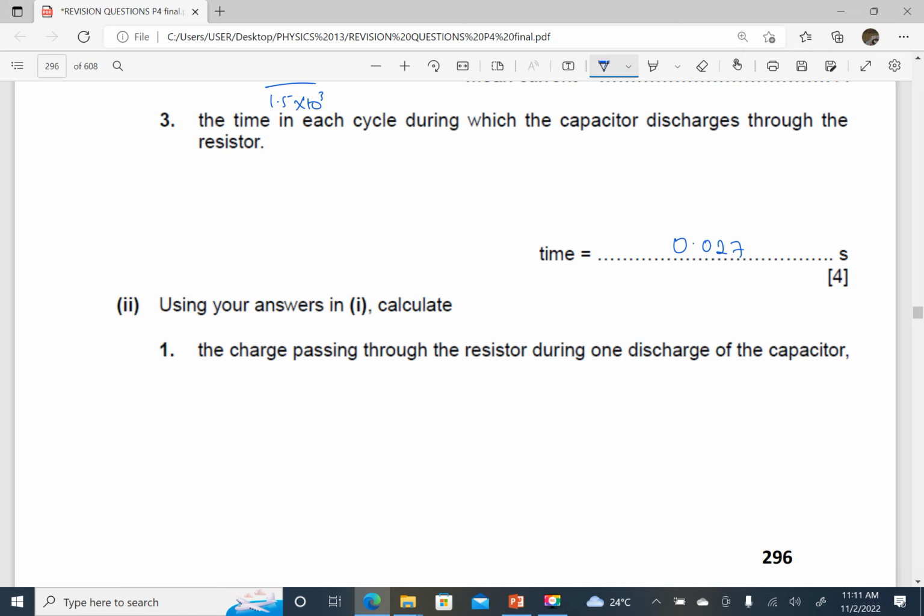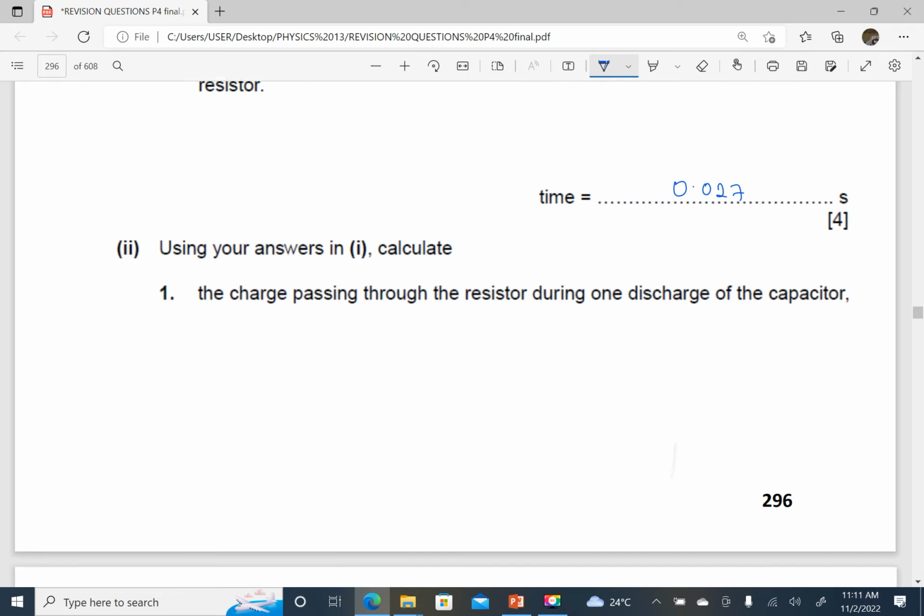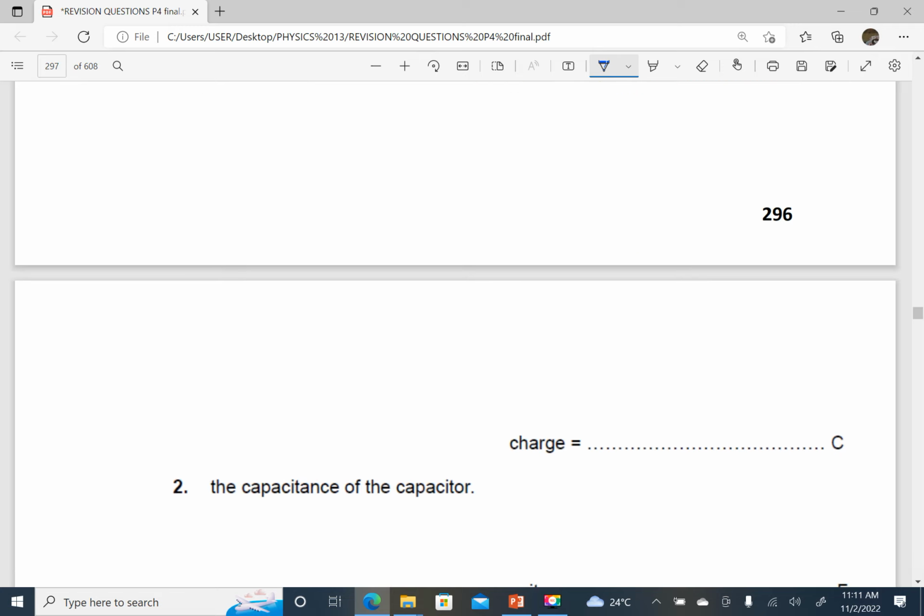Using your answer in Roman 1, calculate the charge passing through the resistor during one discharge of the capacitor. We know that charge is current times time. The current we have calculated as 3.6 times 10 power negative 3. The discharge time we have seen from the graph is 0.027. When I press my calculator, I am getting the charge as 9.72 times 10 power negative 5.